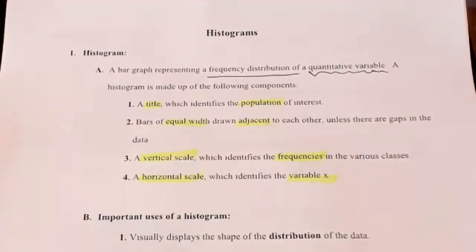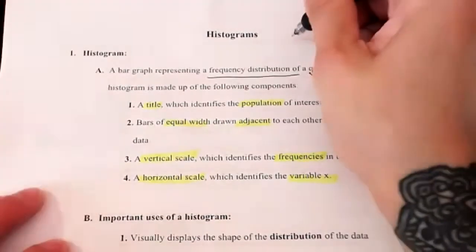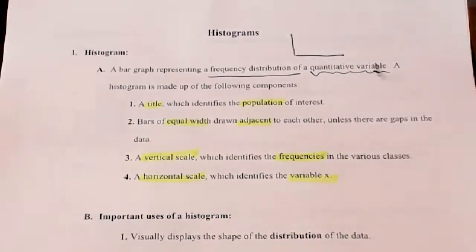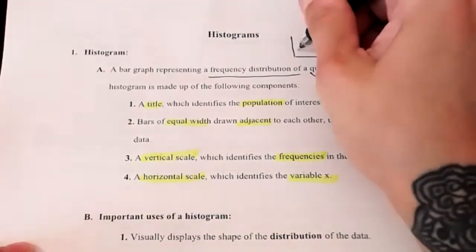With histograms, you'll notice that the bars are of equal width and they are adjacent to each other. What I mean by adjacent is that there are no gaps in the bar graph. So here's your standard bar graph. I'm just going to draw a little image here. Oh my gosh, this is smearing. So here's a little image of a bar graph.